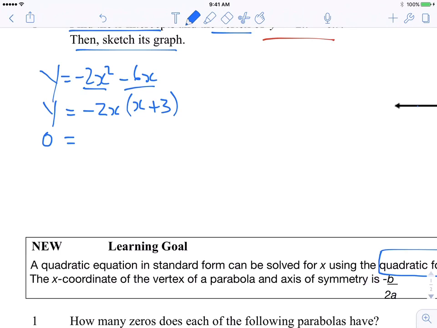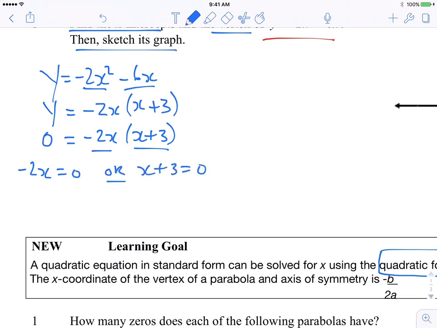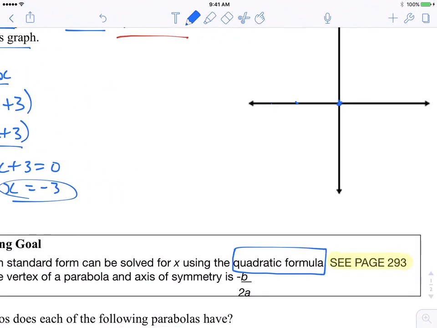Okay, so we have 0 equal negative 2x times x plus 3, and in order for these two factors to multiply and get 0, either negative 2x equals 0 or x plus 3 has to equal 0. If negative 2x equals 0, then I divide both sides by negative 2, and of course I get x equals 0. And if x plus 3 equals 0, then I get x equal negative 3. So those are my two roots, 0, and right about there is negative 3.